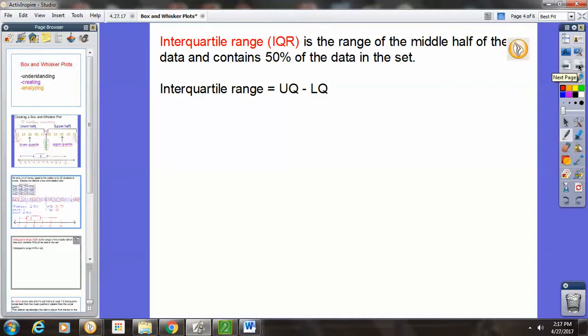This slide is just talking about an interquartile range. It says interquartile range, or sometimes called IQR, is the range of the middle half of the data and contains 50% of the data set. To find it, we're just going to take the upper quartile minus the lower quartile.